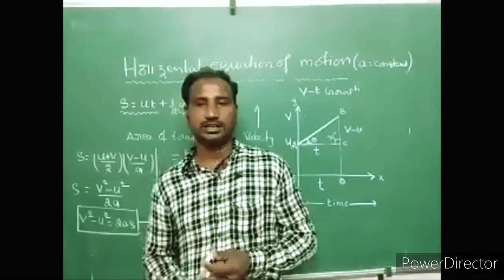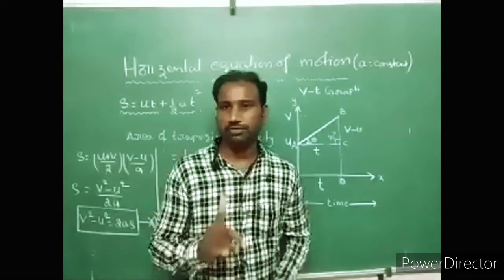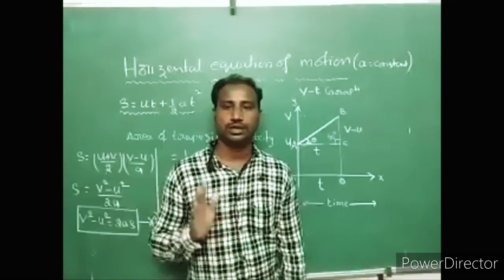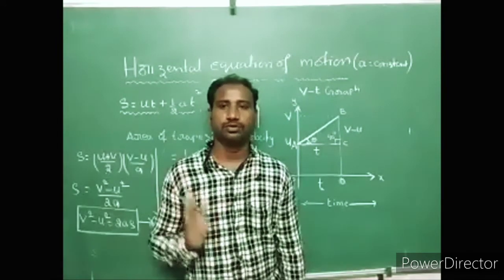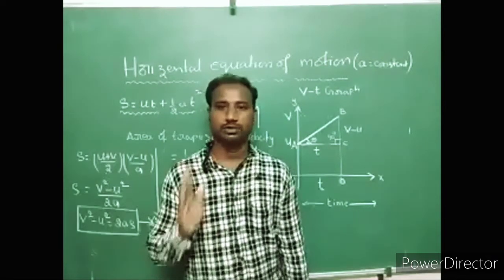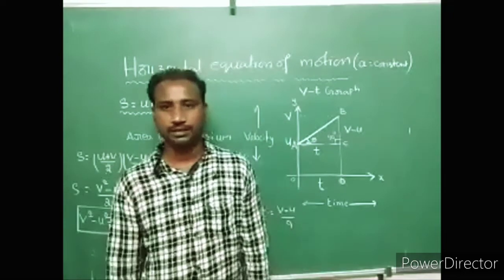Second one, s equal to ut plus half at square. Third one, v square minus u square equal to 2as. Fourth one, Sn equal to u plus a by 2 into (2n minus 1). This equation we can discuss in my next class.